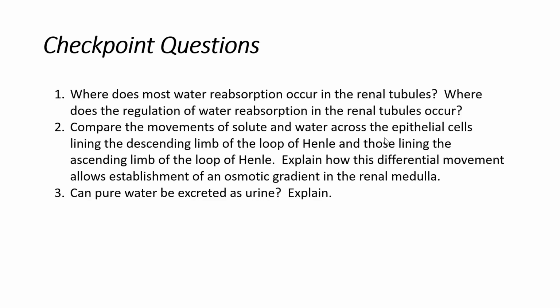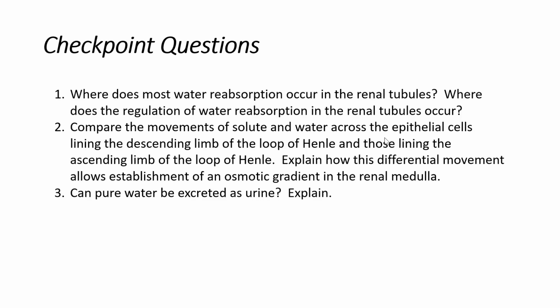And then the second part of the question, explain how this differential movement allows establishment of the osmotic gradient in the renal medulla. We kind of described this before. Essentially, because we're pumping solutes out along the ascending limb, we're making the medulla more salty, more concentrated. We're increasing the osmolarity of the interstitial fluid of the medulla. By doing that, we now allow for that passive gradient of water to move along the descending limb. So that's what we mean by countercurrent. The active pumping of these solutes is facilitating the passive movement of water along the other side.